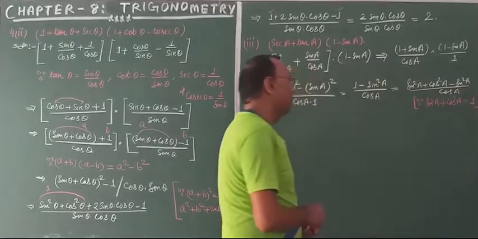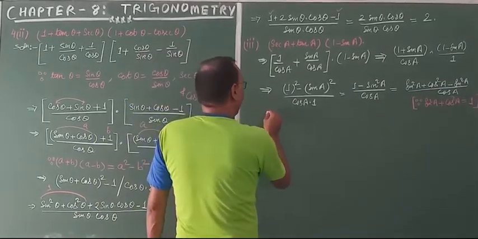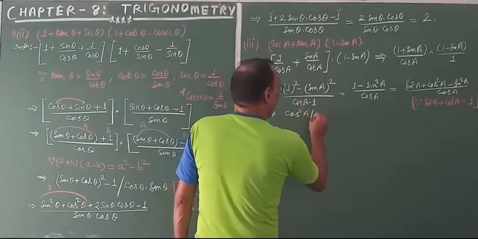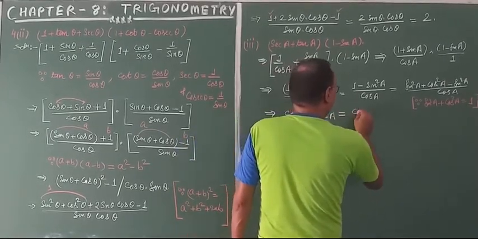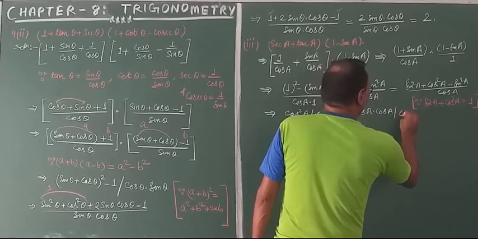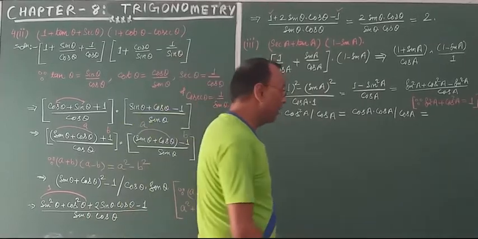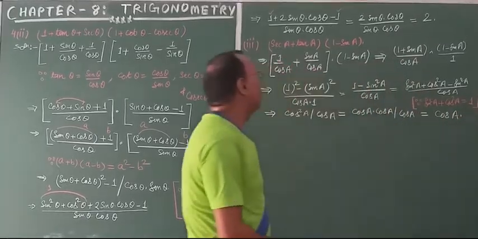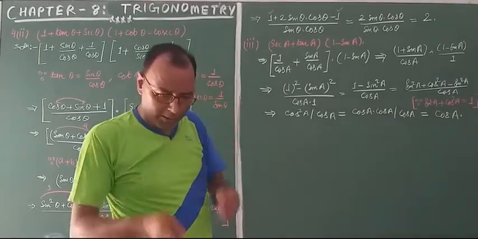Look at the sin square A and minus sin square A. Both will be cancelled out and you will get cos square A upon cos A. Cos square A means cos A into cos A upon cos A. One cos A will be cancelled out with the denominator, so simply you will get cos A. So the value of sec A plus tan A into 1 minus sin A is equal to cos A.